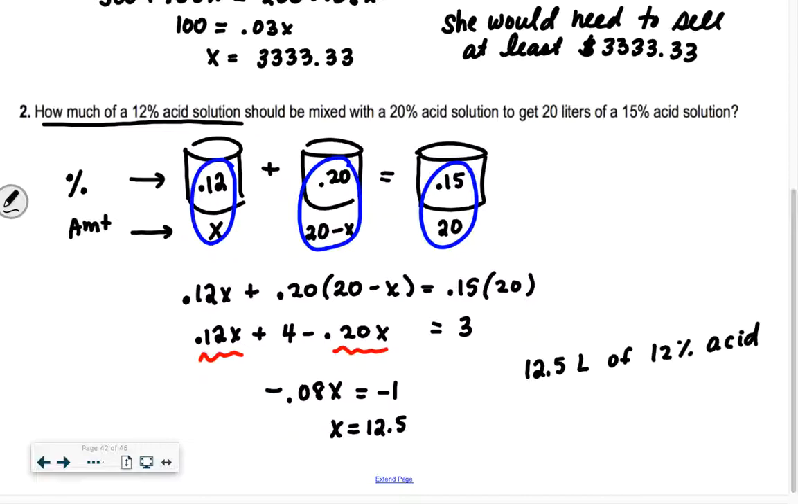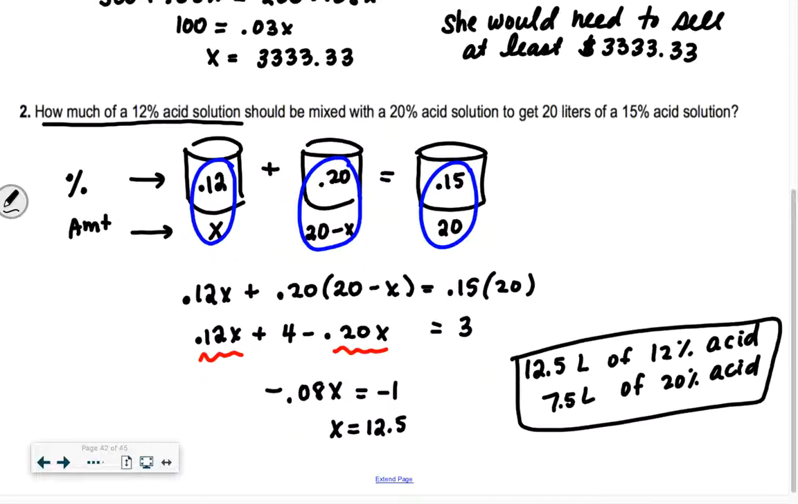And if you want to find the other, how much of the 20% acid would we have? 7.5, yeah, perfect. So sometimes I ask for both. How much of each? Because they add to be 20, right? So subtract from 20. Do you guys remember those? Is it all coming back?